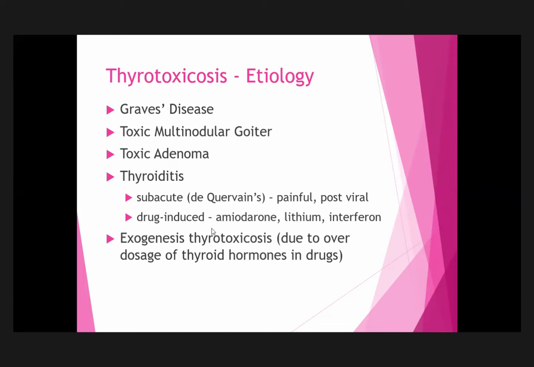In etiology, you may see that the basic reason of thyrotoxicosis is Graves' disease. I will speak about Graves' disease today, the whole lecture. Then the second reason is toxic multinodular goiter. It's another disease, but this type of goiter may also provoke thyrotoxicosis, elevation of thyroid hormones. Toxic adenoma is a single nodule which may produce too many hormones.